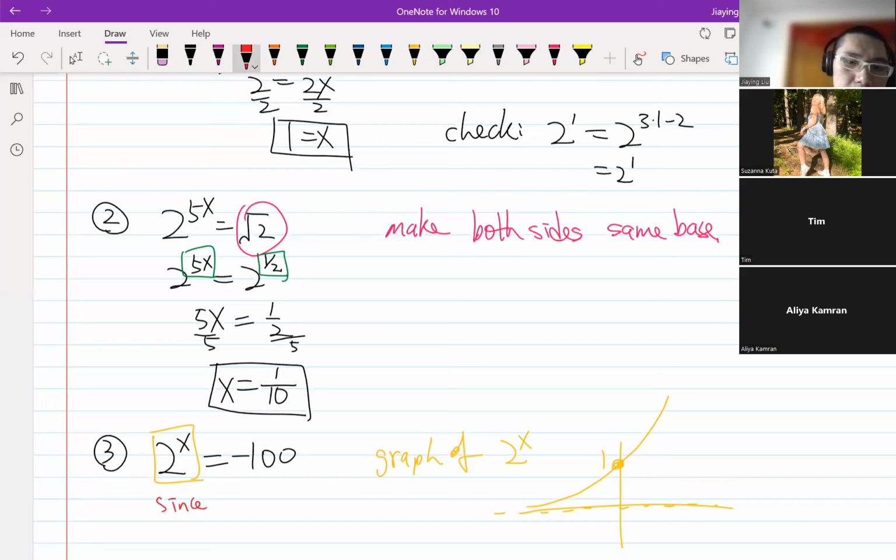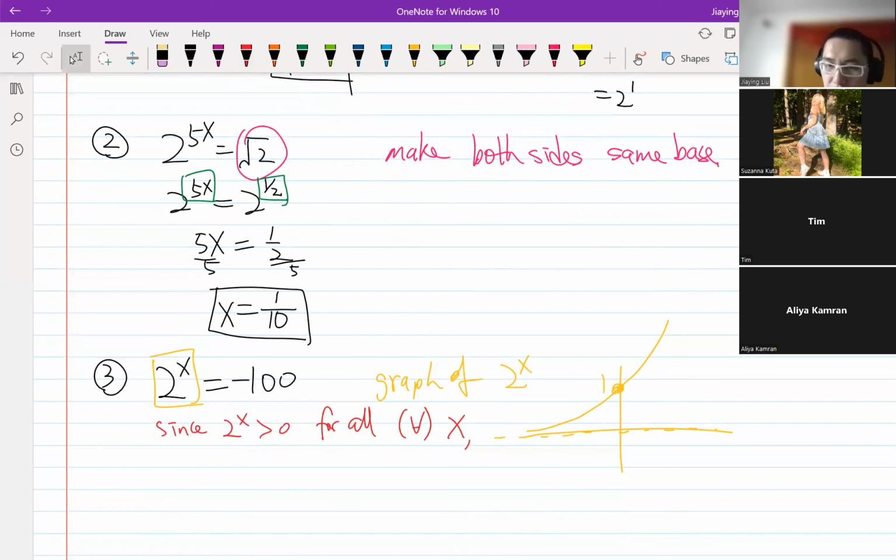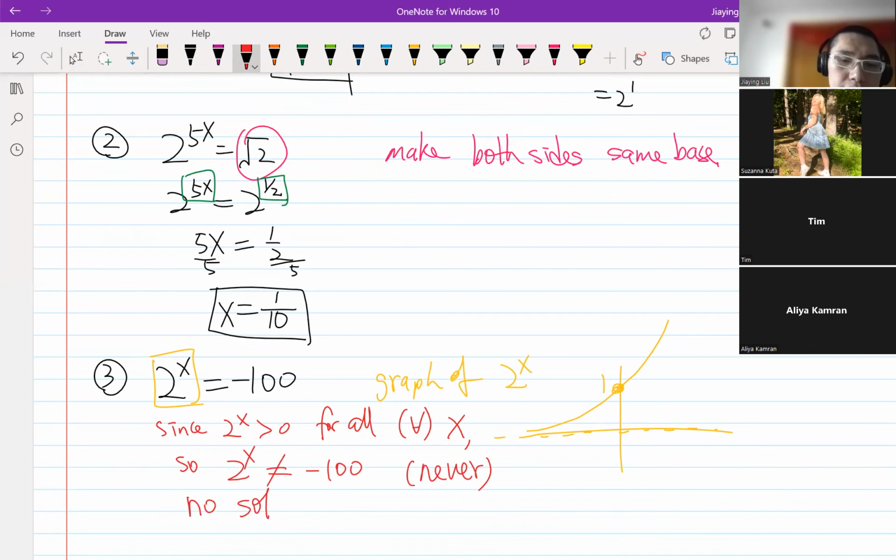So since 2 to the x is going to be positive for all x, so this means for all, the upside down A means for all x. So we cannot have a negative y value from 2 to the x. So no solution. So 2 to the x doesn't equal -100, never. So no solution in this case.